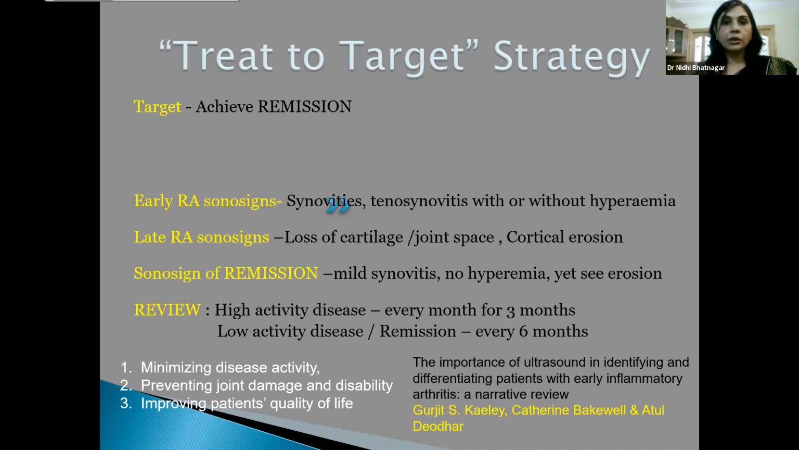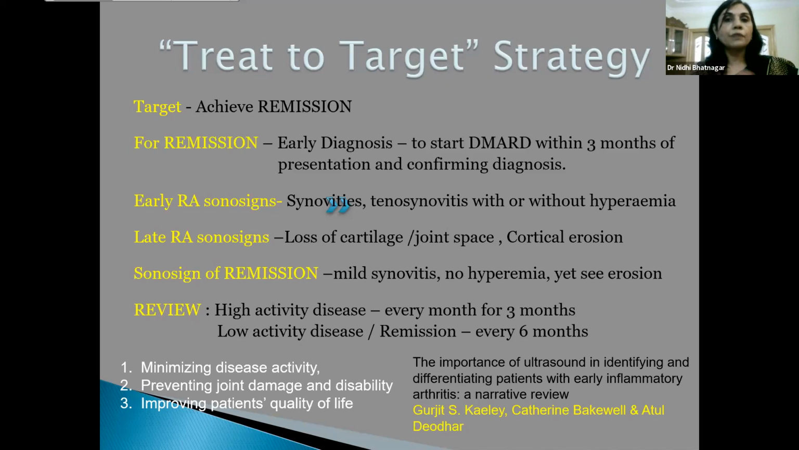So what is the target? The target is to achieve remission, early remission. To help achieve early remission, we need early diagnosis so that disease-modifying anti-rheumatic agents can be started within that window period of 3 months of the patient presenting to you. And this is where ultrasound steps in.